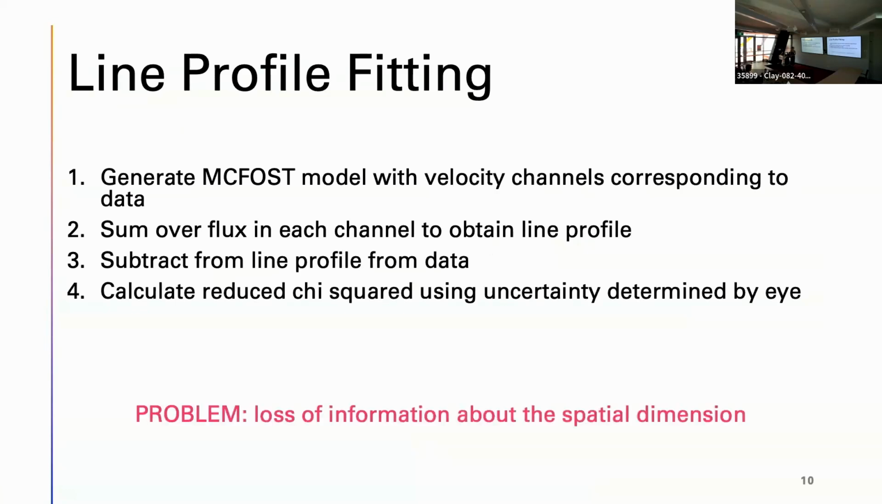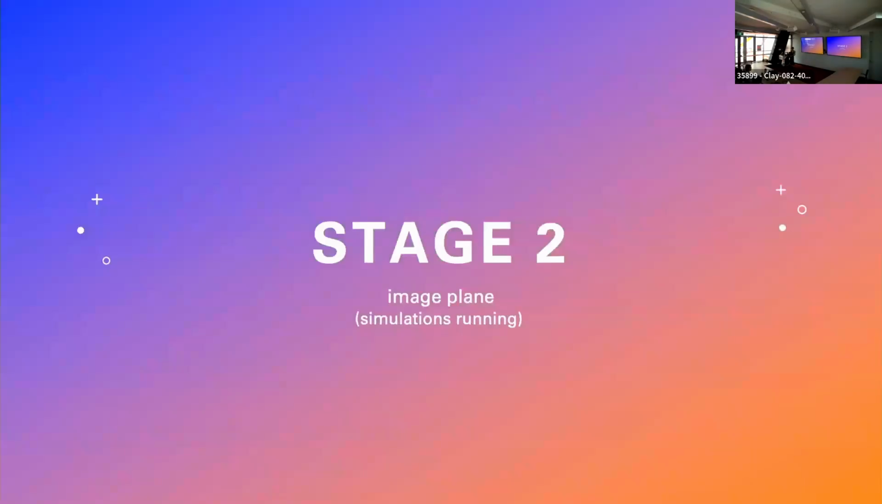However, there was a problem with this approach, and that's because we did lose a lot of information about the spatial dimension of the disk. So basically, when you are summing over the entire disk, you're just getting your one flux value out. It doesn't necessarily mean that it's a good fit because the flux could be located in different areas of the disk, or the shape of your disk could be entirely different. So we had to move on to stage 2, which was looking at the image plane, which I currently am still working on.